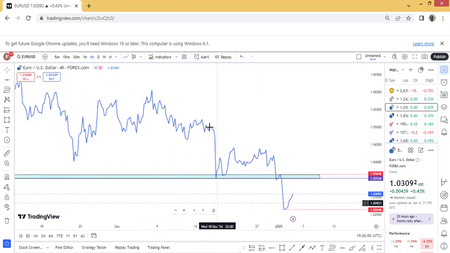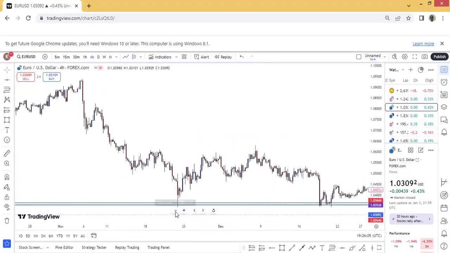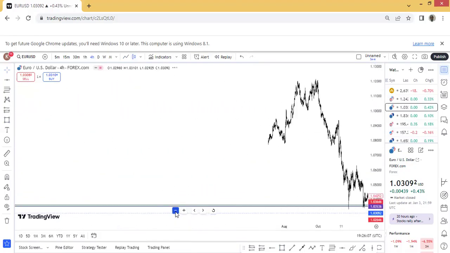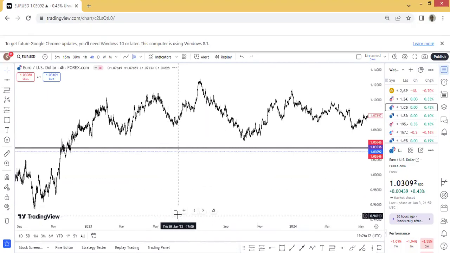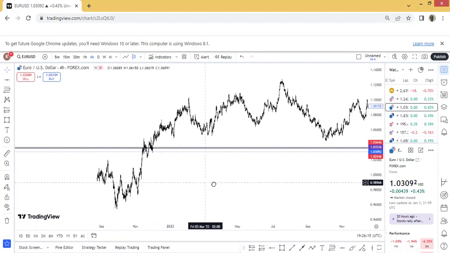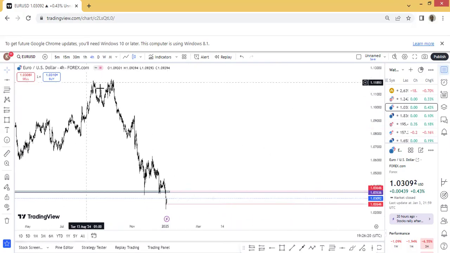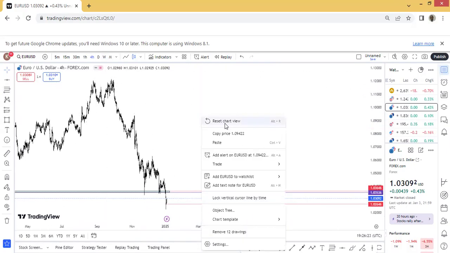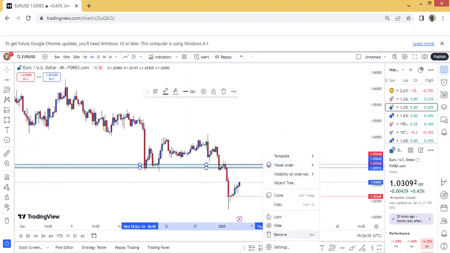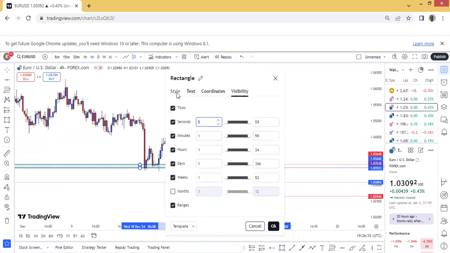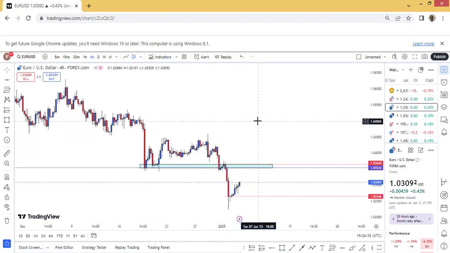So let's go to the bar chart and see how price has reacted at this level. So beautifully. So we'll wait for price to get to that zone, and then we will sell. I like to keep my chart very simple and not too many lines. You get it. So that is that.